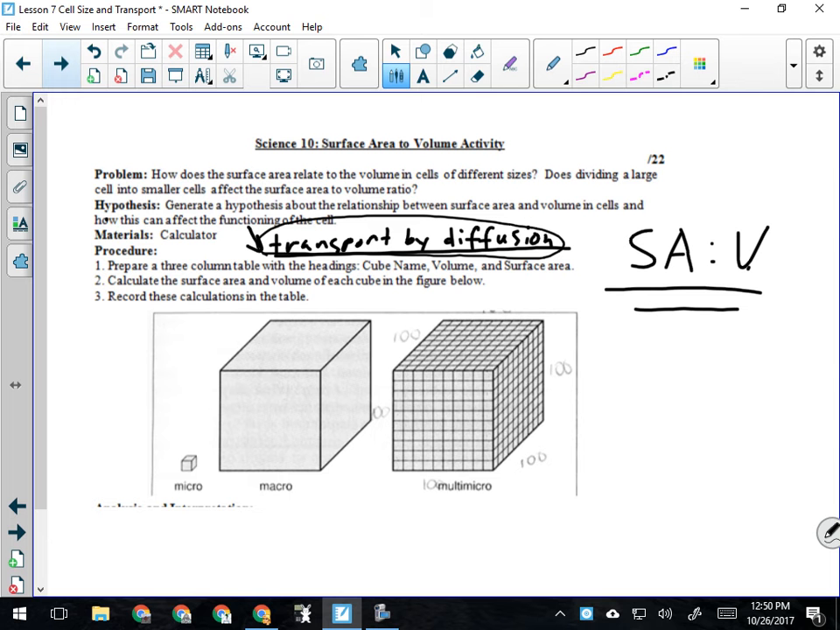Looking at their surface area and volume. What we should find is, what are we going to find? As a cell gets bigger, what's going to happen to its surface area to volume ratio? What happens when it's multicellular? That's what needs to go in the then part. What happens as a cell gets bigger or as a multicellular organism gets bigger?